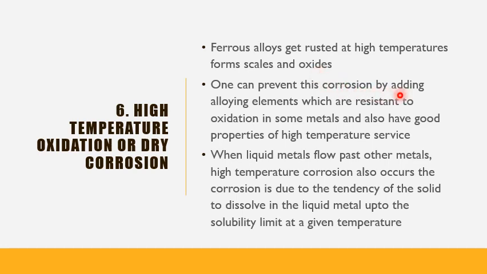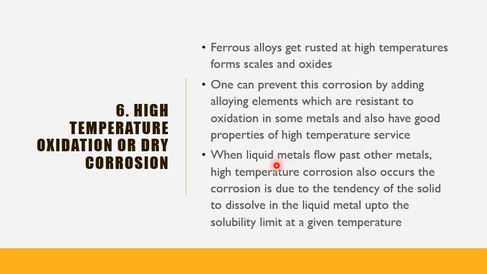One can prevent this corrosion by adding alloying elements which are resistant to oxidation in some metals and also have good properties for high temperature service. So the solution to high temperature oxidation is that we make an alloy of the metal. We add such metals in the alloy that are resistant to oxidation. They can withstand very high temperature, they have high temperature service value, and they can be used in high temperature corrosion conditions.